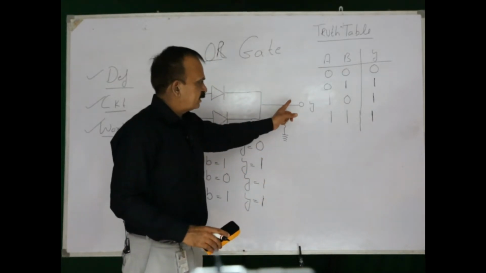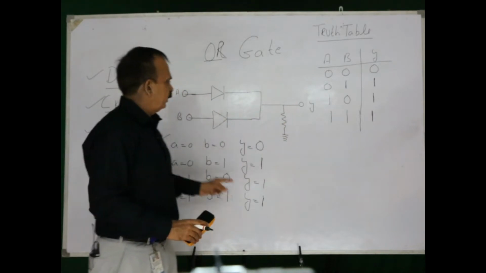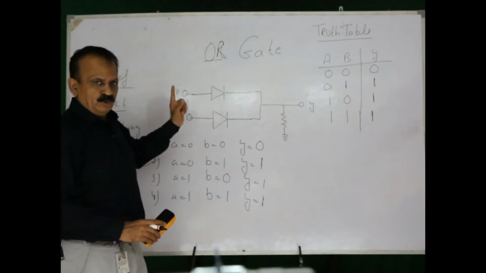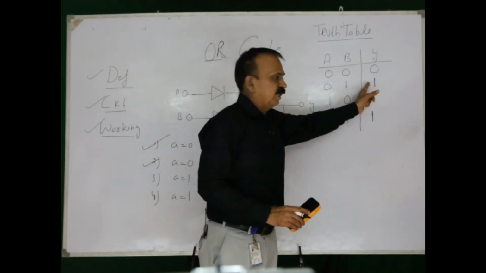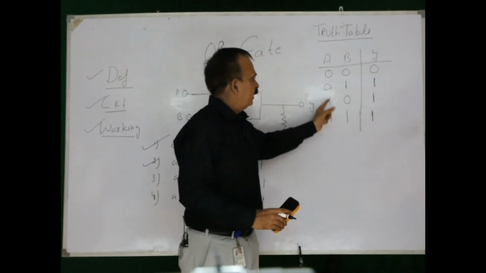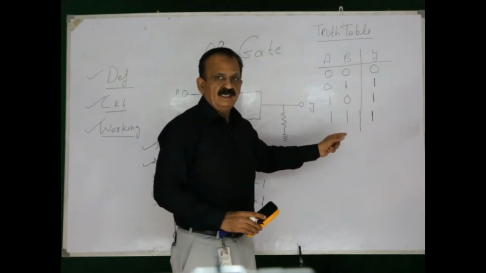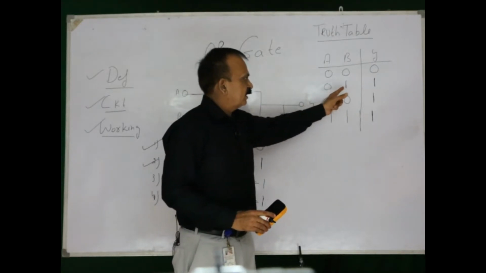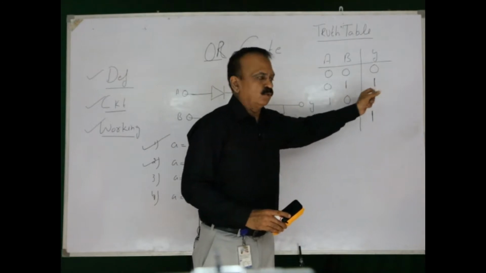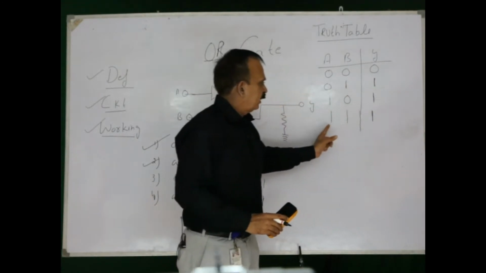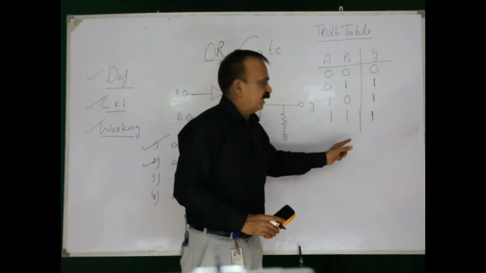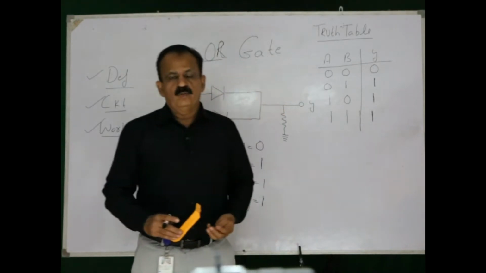I will go back to the definition. It is a logical circuit with one output and 2 or more inputs. The output is high. This is very important. The output is high when any of the inputs is high. In this case A, B was high, so Y is equal to 1. Here A is high, that is Y is equal to 1. Here both A and B are high, that is why Y is equal to 1.